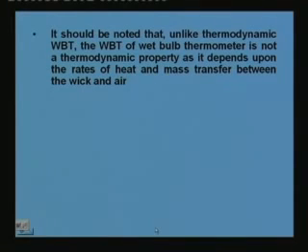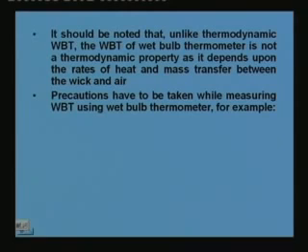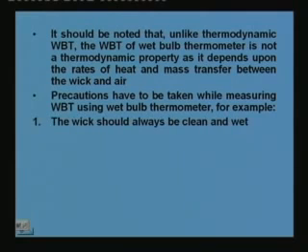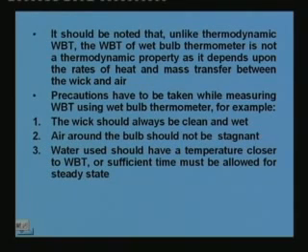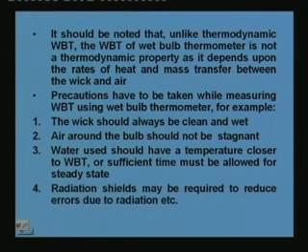Of course, it should be noted that unlike thermodynamic wet bulb temperature, the wet bulb temperature of a wet bulb thermometer is not a thermodynamic property, as it depends upon the rate of heat and mass transfer between the wick and air. So, precautions have to be taken while measuring the WBT using a wet bulb thermometer. For example, you should make sure that the wick is always clean and wet, air around the bulb should not be stagnant, water used should have a temperature close to wet bulb temperature, sufficient time must be allowed for steady state, and radiation shields are required to reduce errors due to radiation, etc.